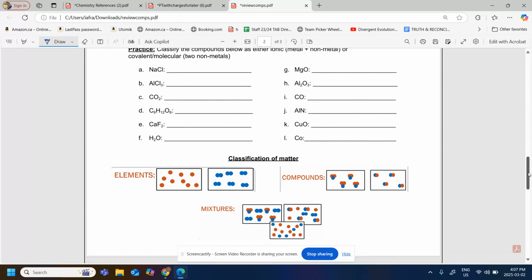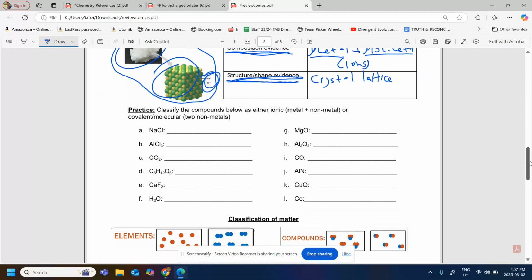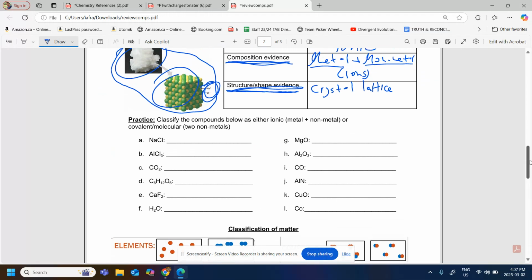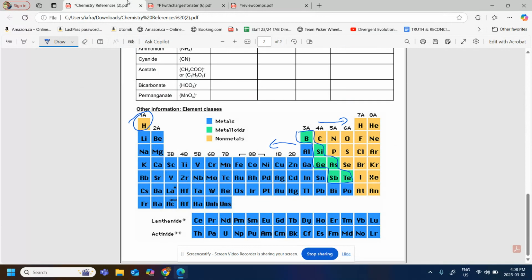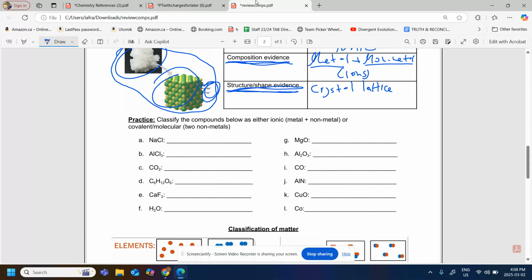Then you have to figure out if you had ionic compounds or molecular compounds using the formulas. Really it's about knowing if you have metals and nonmetals in your compound. So again, you have to know what metals and nonmetals are. If we come here, we can see you have a metal element, sodium, and a nonmetal element, chlorine. So this makes it ionic. Metal and nonmetal, ionic. This is a nonmetal, so is this, so covalent or molecular.